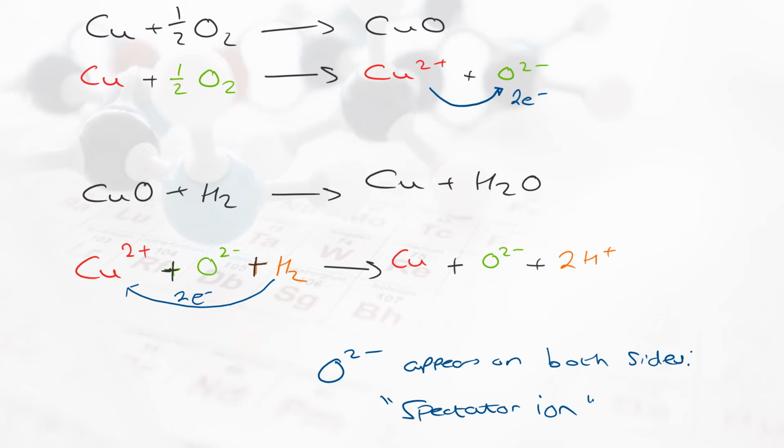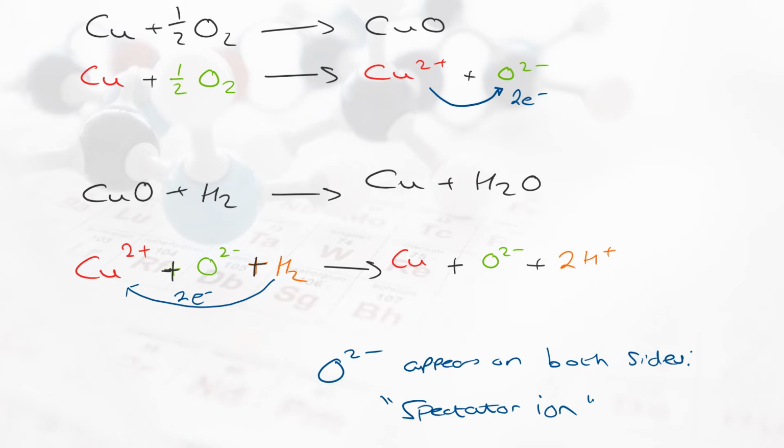And so what's happened here is our copper has gone from being 2+ to neutral. In order for that to have happened, we must have gained 2 electrons. And so when we've gained electrons, that is reduction. Now we can also look at the hydrogen. The hydrogen has gone from being neutral H2 to becoming H+. So going from neutral hydrogen to H+, it must have lost an electron. Remember that the losing of an electron is oxidation.